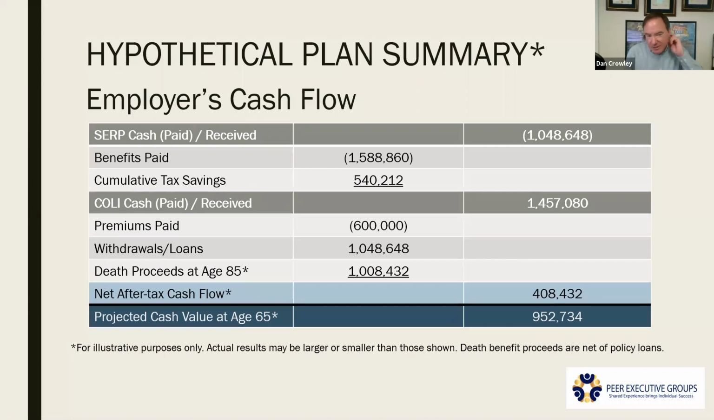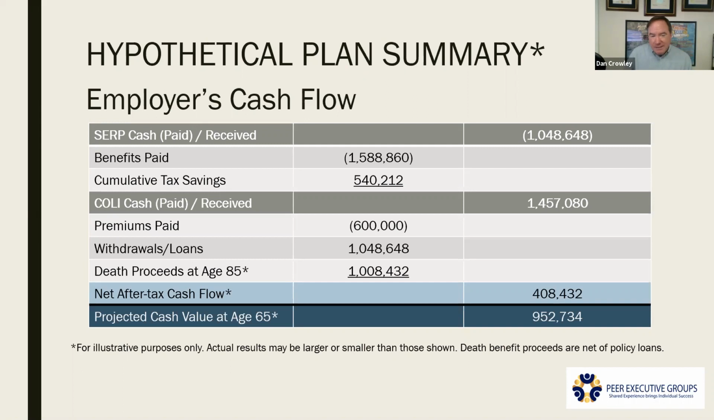So now the person's hit retirement age and they've started to get the payouts. The way this works is you're going to say, okay, as a company, what did we pay in SERP? And you'll see that it shows $1,048,000. That was paid. Well, what does that mean? Well, the benefit that the individual received, believe it or not, for that 15 grand that was done over that period of time was they got paid 1.588 million. Okay, so that's what the employee got.